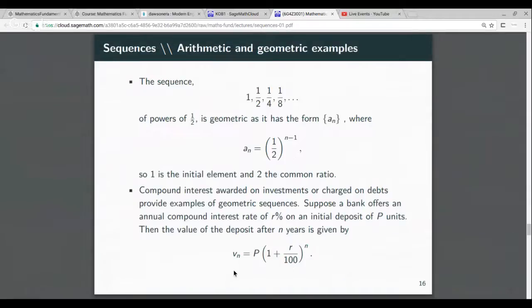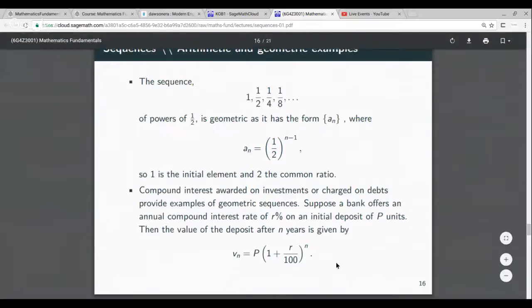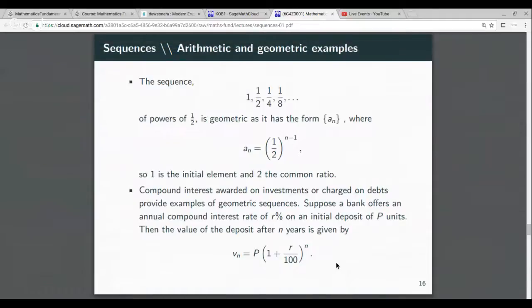It won't grow very fast these days because the interest rate is half of 1% at the moment, that's the Bank of England base rate, so that's approximately what you might expect to get in a savings account. So it's not very good for savers at the moment. But this is clearly a geometric sequence of values: the value V1 after 1 year, the value V2 after 2 years, and so on.